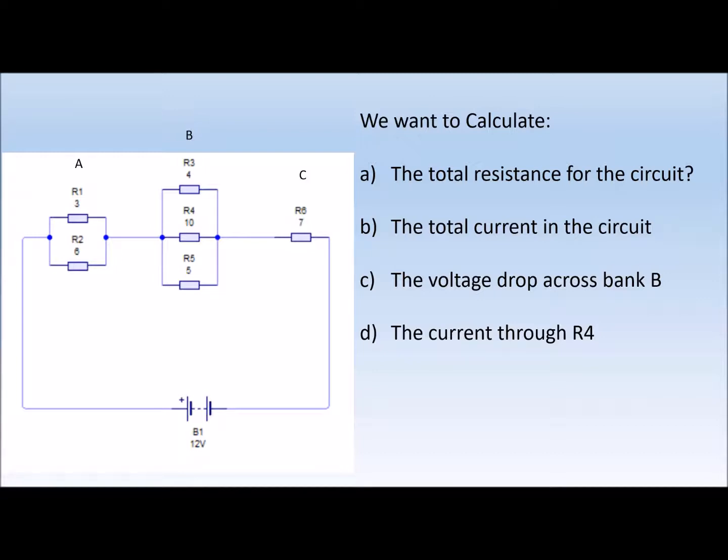In your exam question, you may get a number of points that you have to calculate. For example, we want to be able to calculate the total resistance of the circuit, the total current that these components will draw, and then we also look at the volt drop across different banks. In this case we're going to be looking at the volt drop across bank B. How much of our supply voltage will this bank of resistors drop? And then we're going to look at how much current will flow through a particular component, in this case the current through R4.